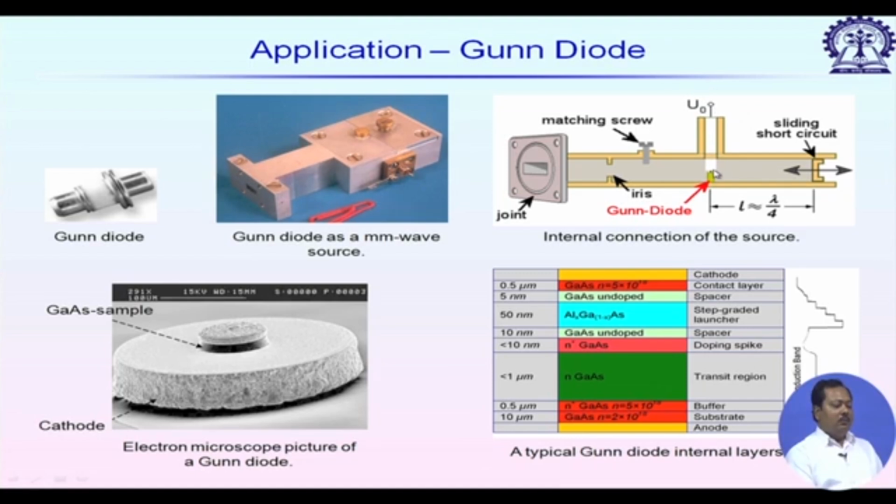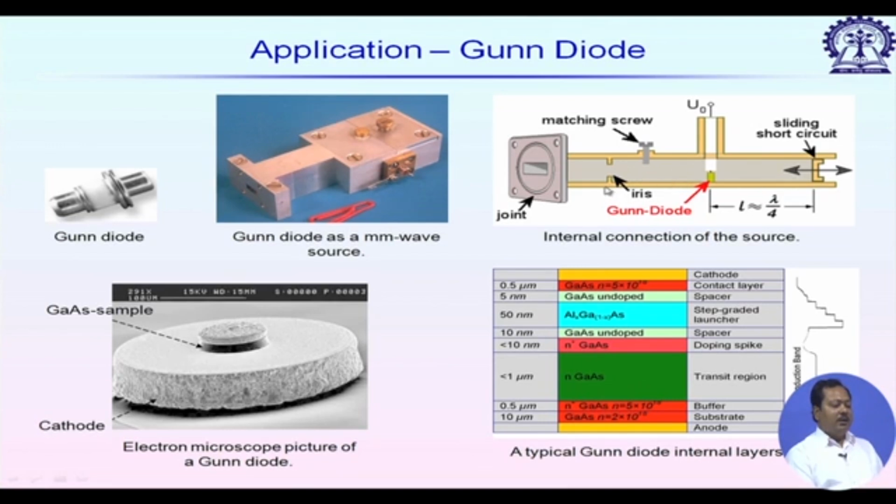And now the resonance frequency or the source frequency is determined by a tank circuit. Here it is realized by using a cavity resonator, a waveguide cavity resonator.